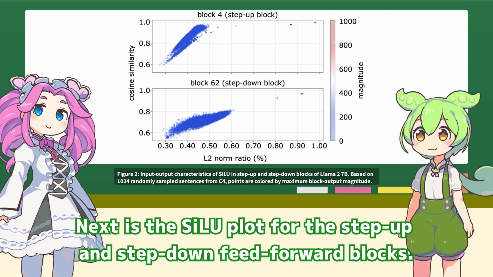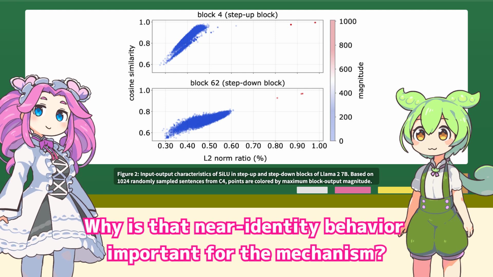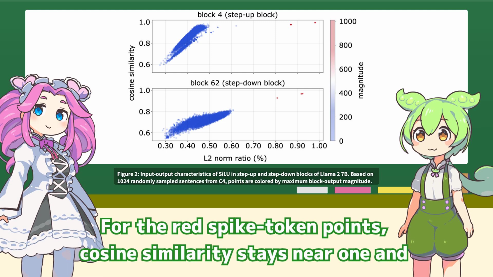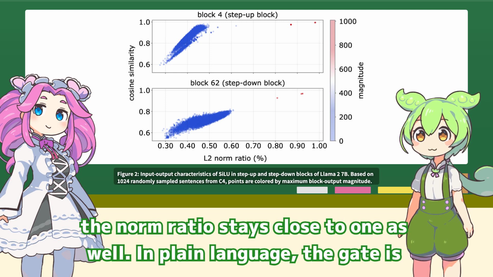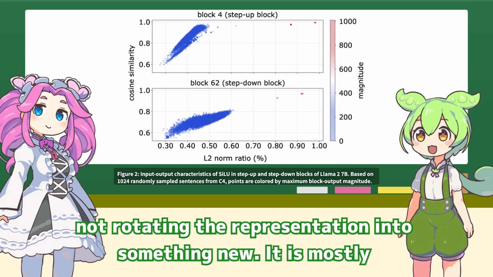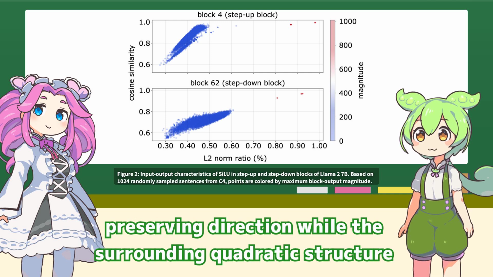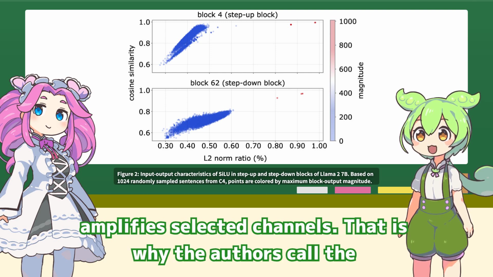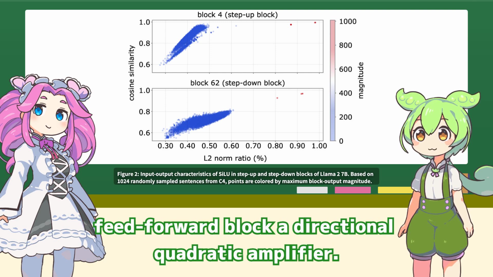Next is the GLU plot for the step-up and step-down feed-forward blocks. Why is that near-identity behavior important for the mechanism? For the red spike token points, cosine similarity stays near 1 and the norm ratio stays close to 1 as well. In plain language, the gate is not rotating the representation into something new. It is mostly preserving direction while the surrounding quadratic structure amplifies selected channels. That is why the authors call the feed-forward block a directional quadratic amplifier.